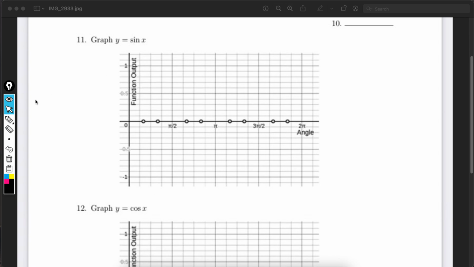Okay, so we're gonna graph y equals sine of x and y equals cosine of x. So this is pretty easy. It's not that big of a deal. They're both very distinct. Let's pretend this keeps going right there.